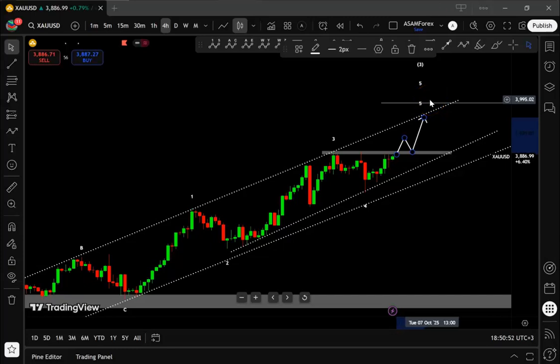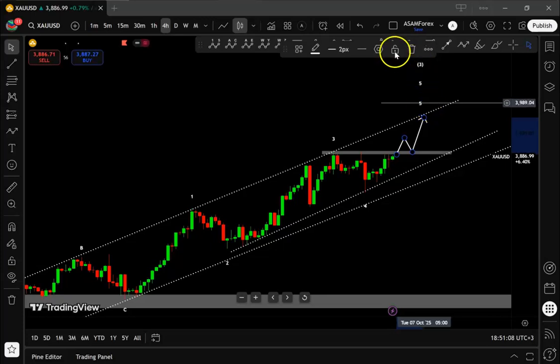Now the take profits are below 4,000, but price is expected to move to the upside to around the level of 4,000 because it is the psychological level. But you can just take profits around 30,000.